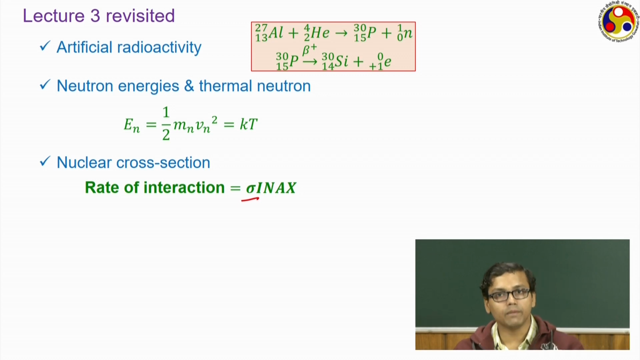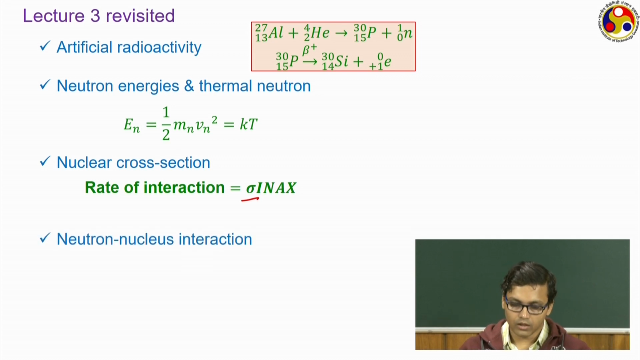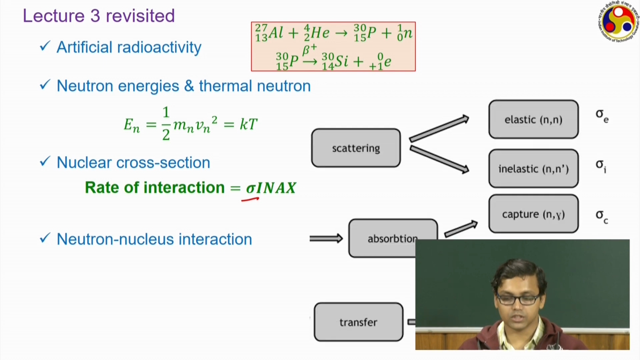It can be visualized as the amount of area that a nucleus projects or presents to a beam of neutrons to cause any particular kind of interaction. We have seen there are several possible interactions, and I am producing this particular figure which we discussed earlier. Commonly we can have 3 types of interaction.